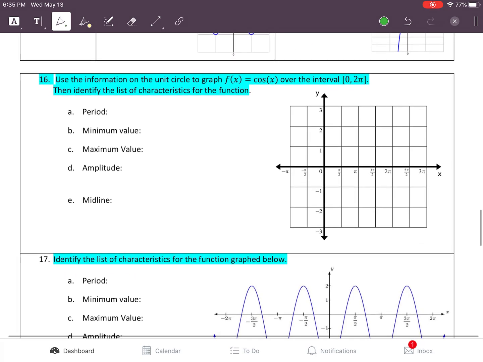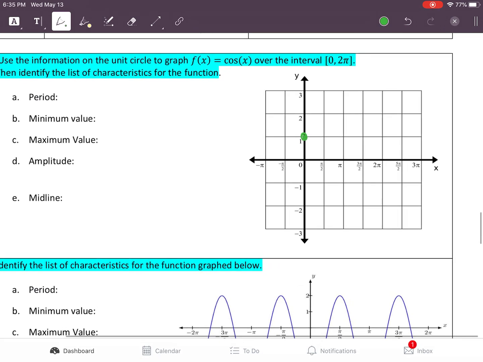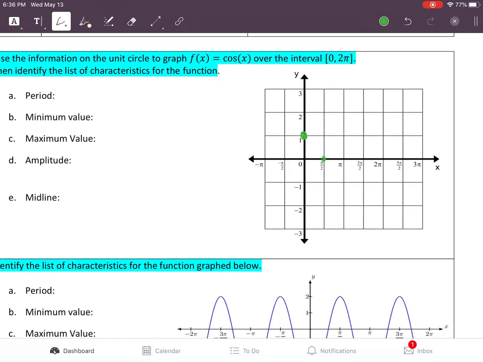Next, use the information on the unit circle to graph cosine of x over the interval of 0 to 2 pi. If you're looking at cosine, you want to use the unit circle, you can use all of the values on the intercepts, or on the axes. So we start off at 1. Then we go down to 0 at pi over 2. At pi, we're at negative 1. At 3 pi over 2, we're back at 0. And at 2 pi, we're back at positive 1. So the graph should look like this.